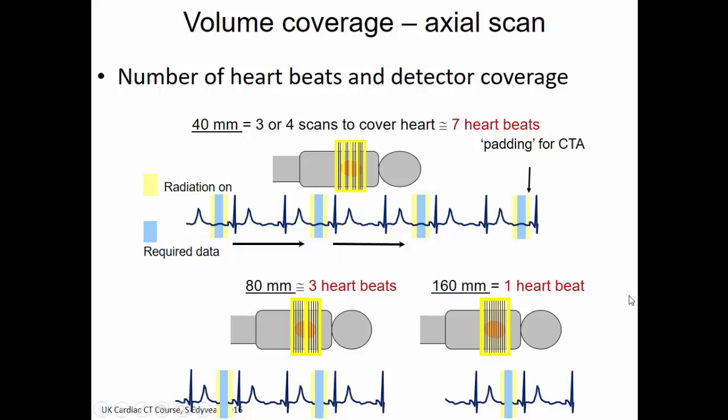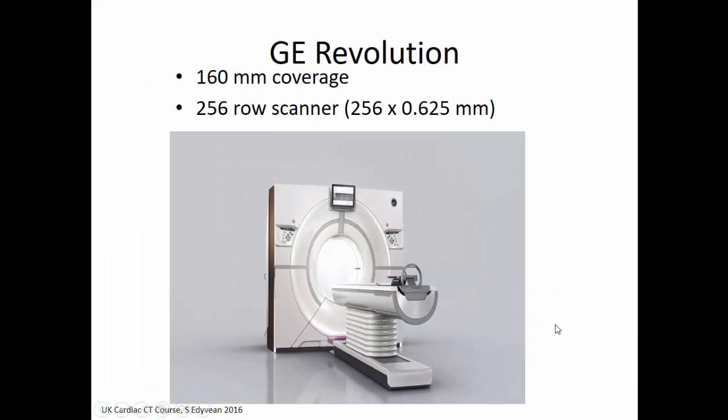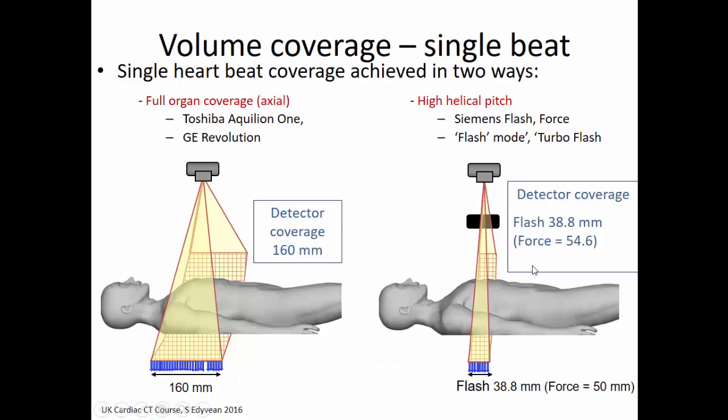So the Brilliance ICT is 80 millimeter, Toshiba Aquilion ONE is 160 millimeter, and GE Revolution is 160 millimeter as well. One final point, sorry, Taryn, slightly over. So we get full organ coverage in one beat with a wide detector, but we can also get it with a very high pitch with the Siemens system.